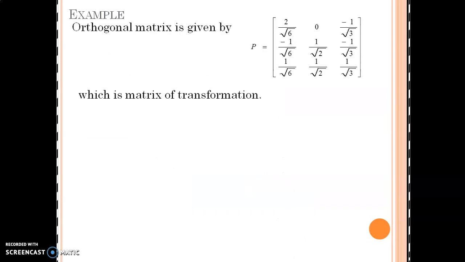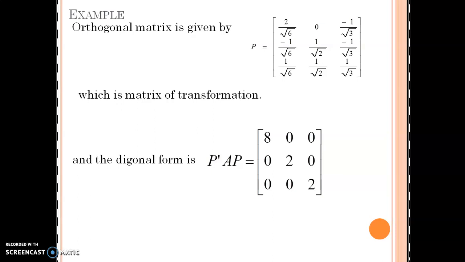So the orthogonal matrix is given by the orthogonal eigenvectors, and the diagonal form is obtained from P transpose AP, which contains the eigenvalues. Thus the canonical form is 8x square plus 2y square plus 2z square, and we have obtained the canonical form for the given quadratic form.